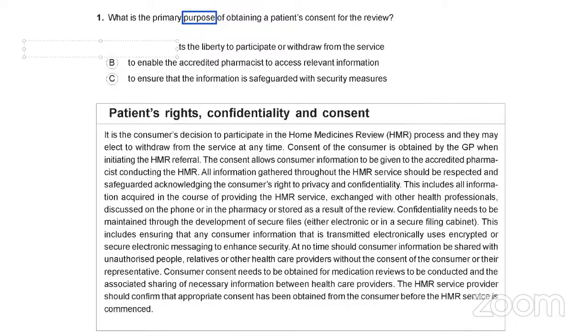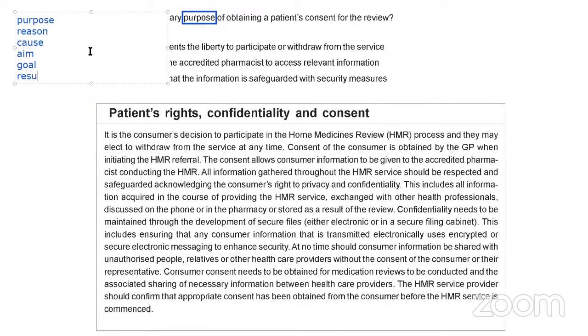So synonyms. I'm going to teach you further now. So purpose means what? Purpose, reason, cause. Then aim, goal, result. Cause and result. See, related words, cause and effect.